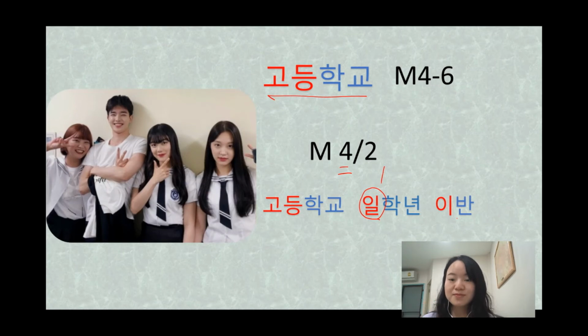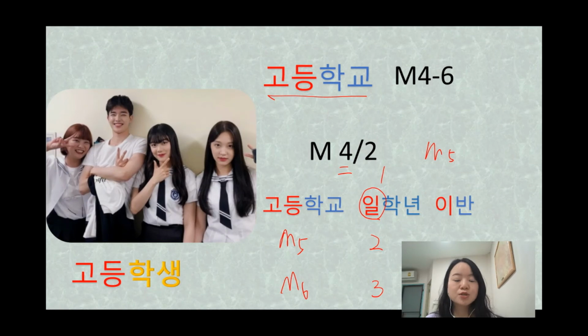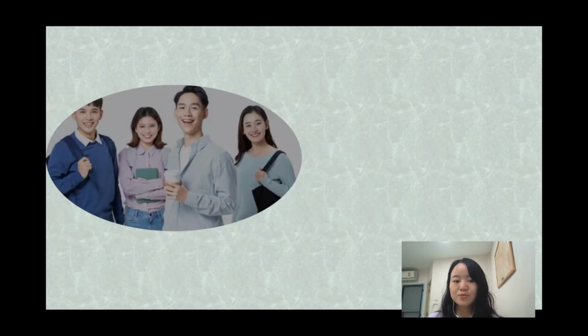Okay, one more time. M1 to M3 is 중학교. M4 to M6 is 고등학교. So for example, if it's M5, it should be 고등학교 2학년. If it's M6, the third year, it should be 고등학교 3학년. Okay, you got it? Okay, then they are high school students. So it should be 고등학생.